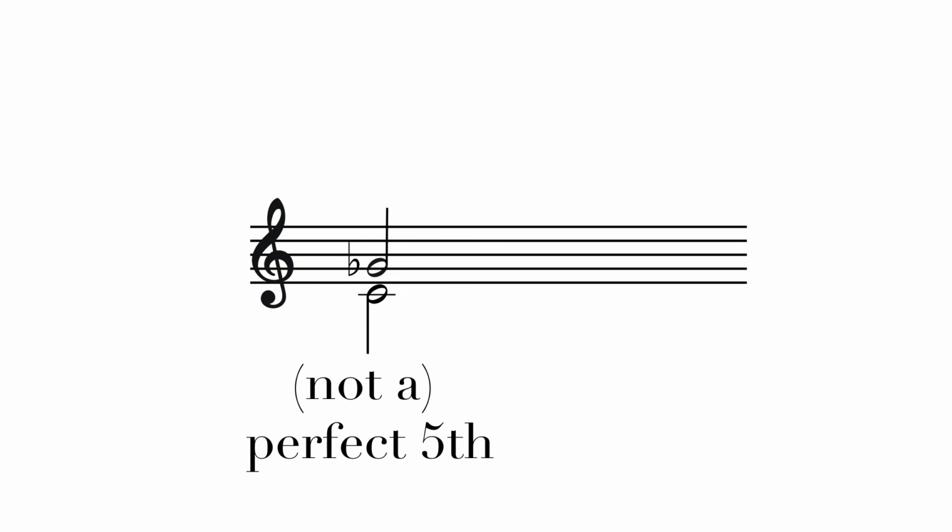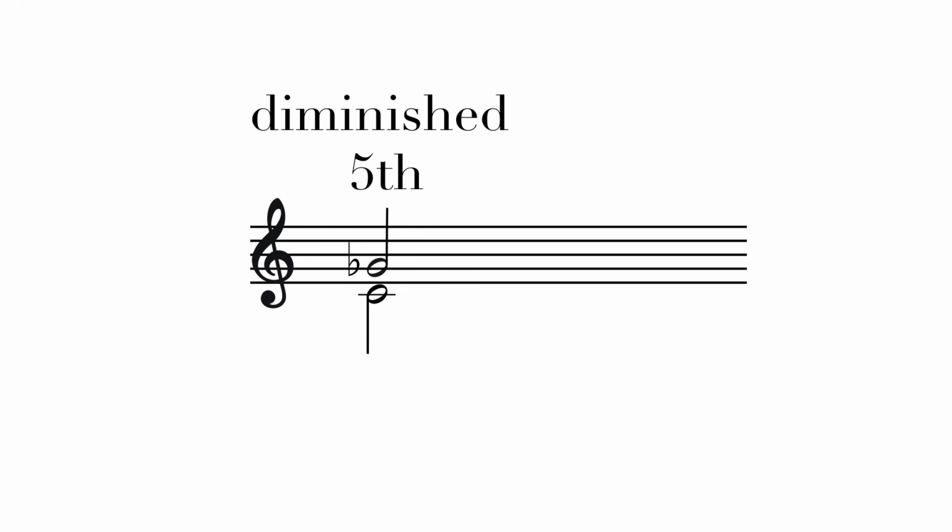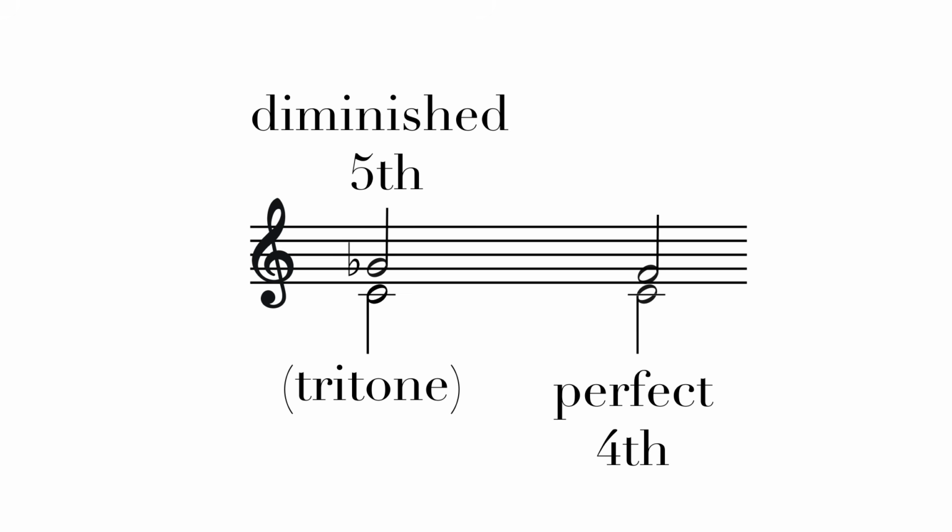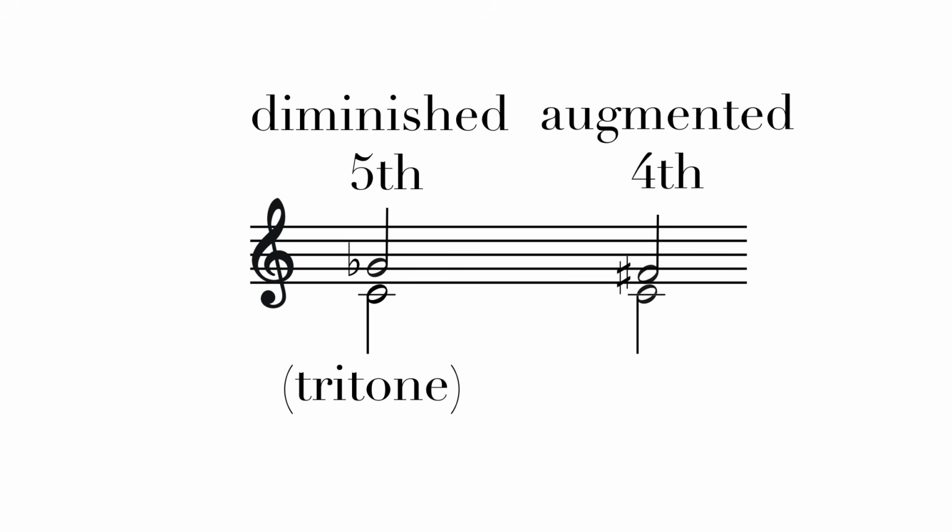If I have a C natural, a perfect fifth above it would be a G natural. However, what if it's a G flat? Then what? It's not a perfect fifth anymore. We call this a diminished fifth, or a tritone. Another way we can get to it is by going a perfect fourth, so C to F. If we raise F by a half step, it's an F sharp, or an augmented fourth, or tritone.